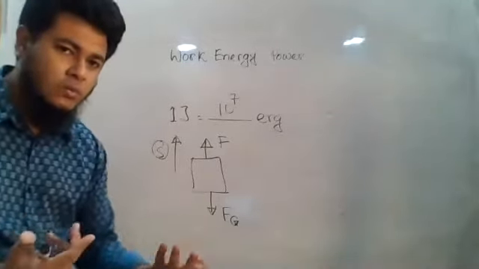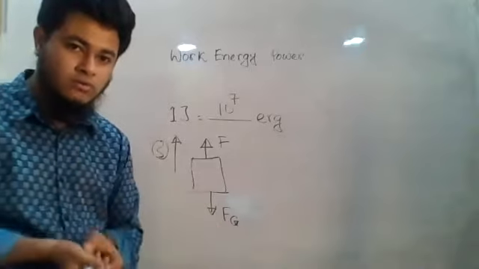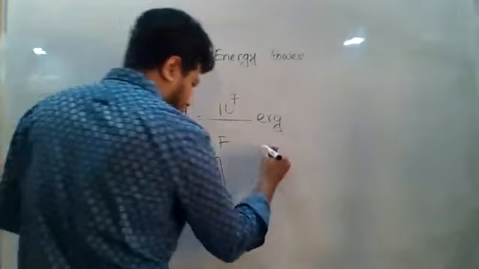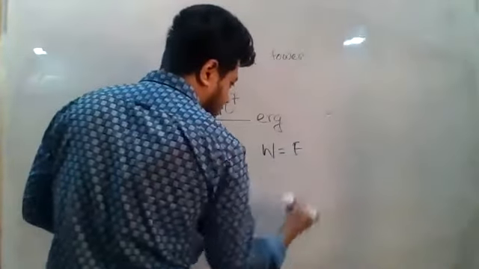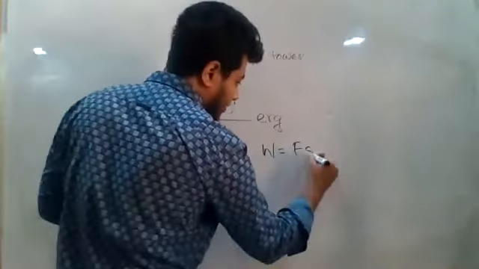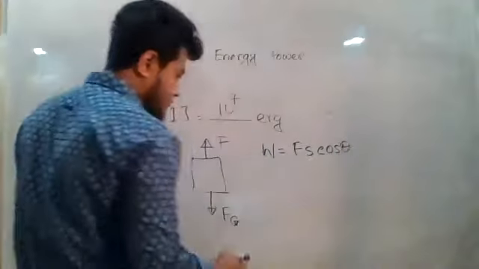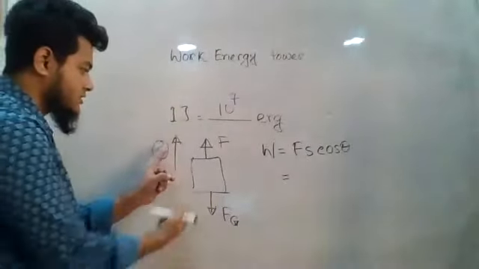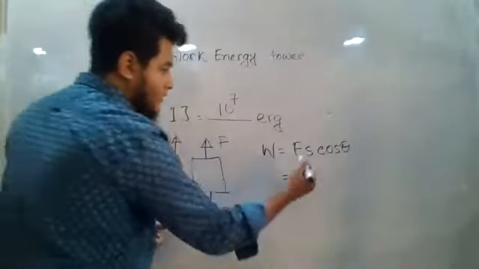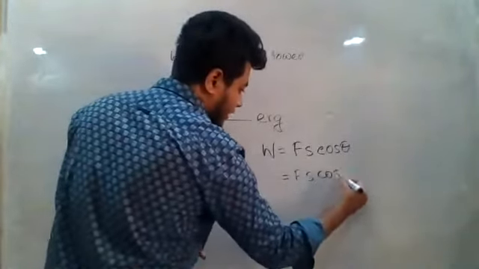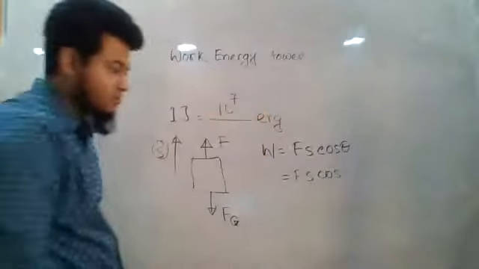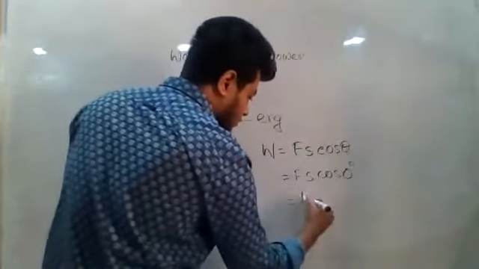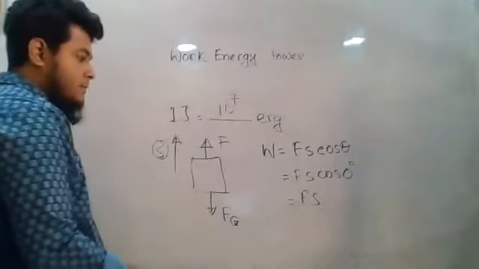You might think, sir, how can work done be negative? Work is a scalar quantity, right? But still it can be negative. How can it be negative? Let's see. We already know that the actual equation of work is W = Fs cos theta, right? Whenever the force and displacement are in the same direction, the angle between them is 0 degree, both parallel. So cos 0 has a value of 1, so it will be F into S.